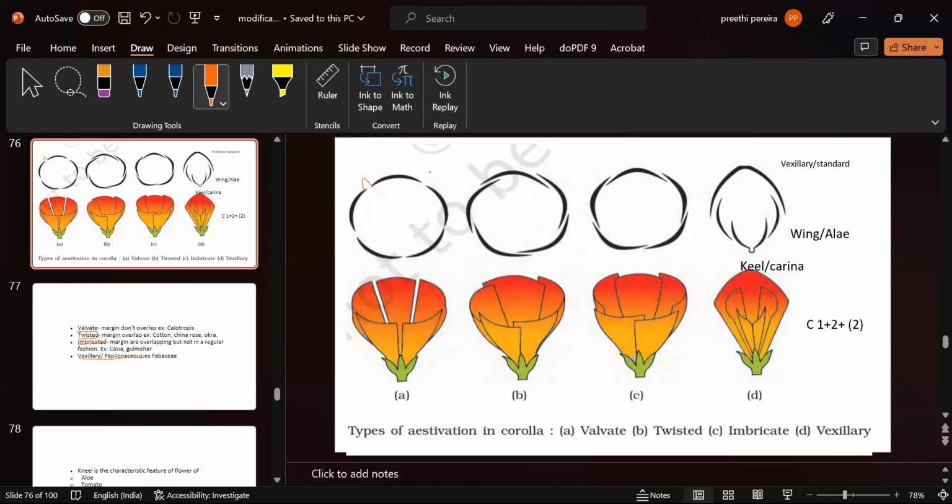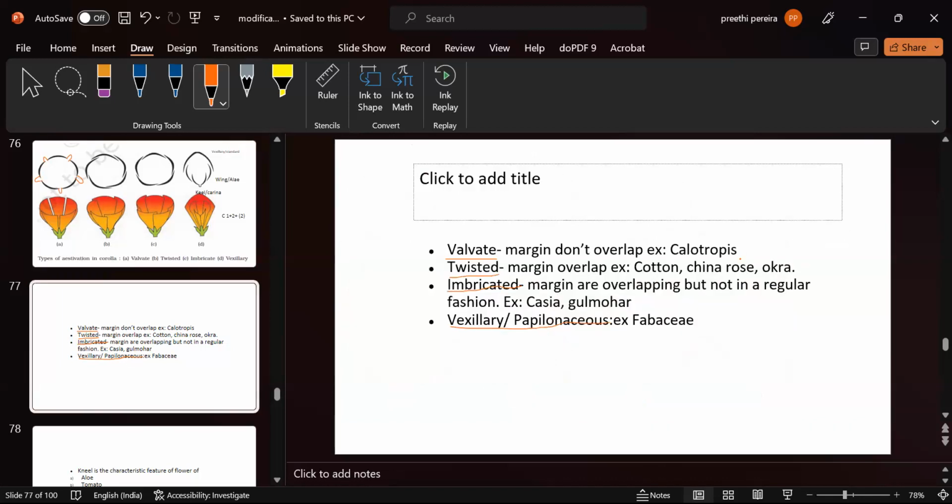For fusion, I will always show a symbol like this in the floral diagram. Like this, a loop. We write a loop. But the margins are not overlapping each other. They are placed next to each other. This kind of estivation is known as valvate estivation. This picture is from your textbook. Margins do not overlap. Example is Calotropis.